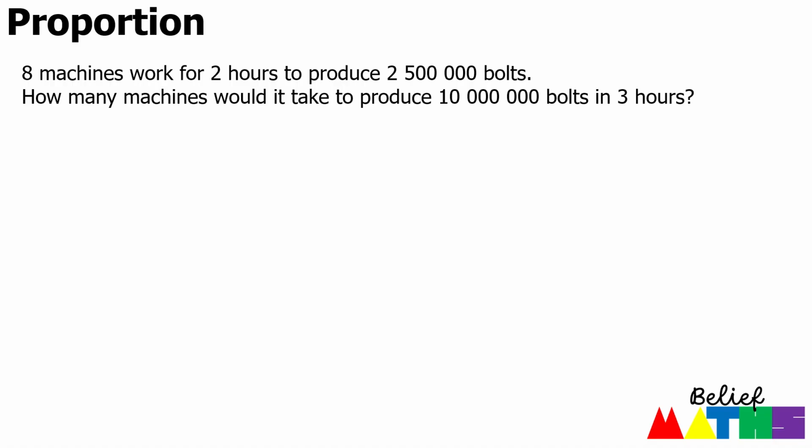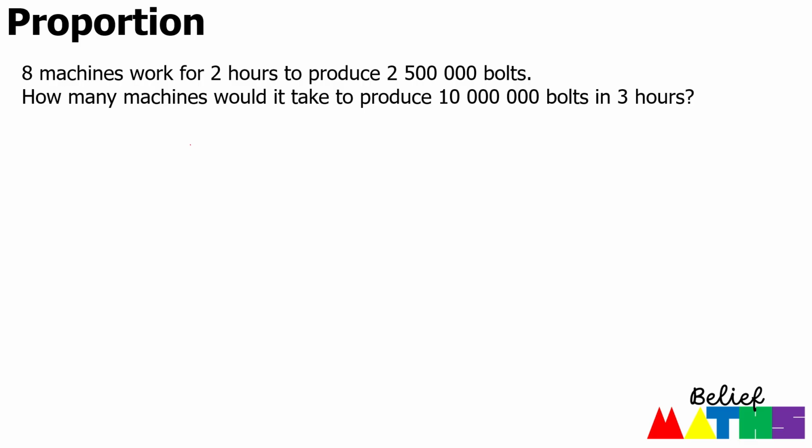Now proportion, again, we have inverse proportion, we've got direct proportion. I've just done a question here that combines them. And again, you might have already seen a question like this, but it's always worth just keeping these things in mind because it can come up repeatedly, particularly around proportion, fractions, percentages. So it tells us 8 machines work for 2 hours to produce 2,500 bulbs.